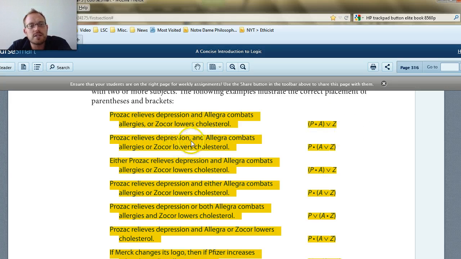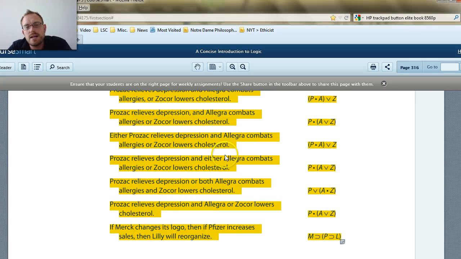Now, what about this one here? It's just that the parentheses have moved, so that's going to change what we do, right? I'm sorry, the comma got moved. So Prozac relieves depression, and Allegra combats allergies, or Zocor lowers cholesterol. Because of the movement of this comma, we're going to move our parentheses around and say that comma means that this thing must be a separate proposition. And that's something to consider.